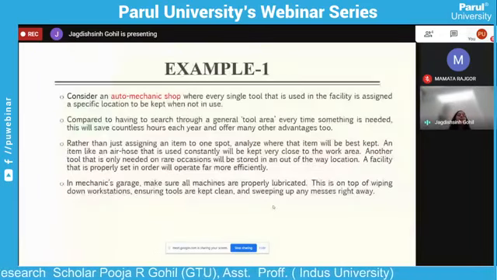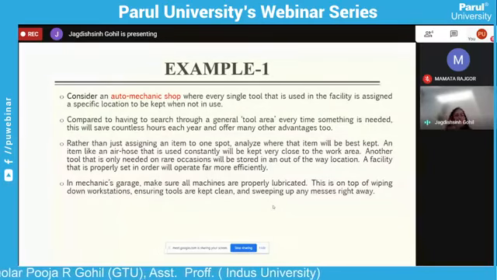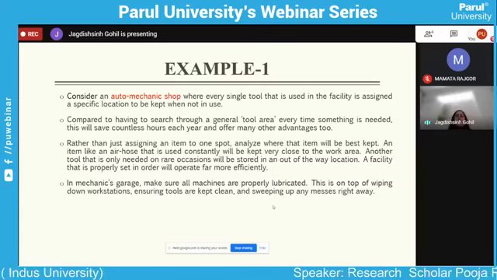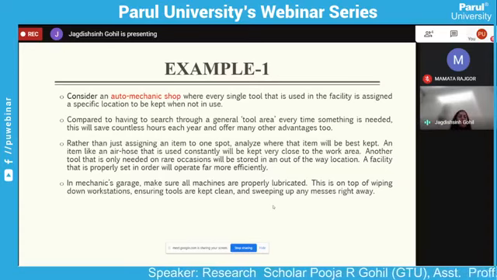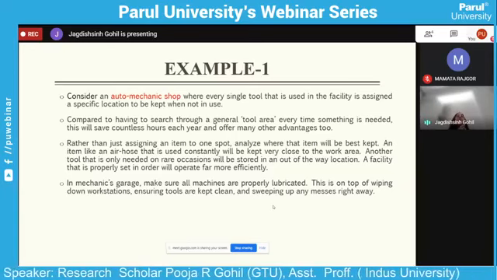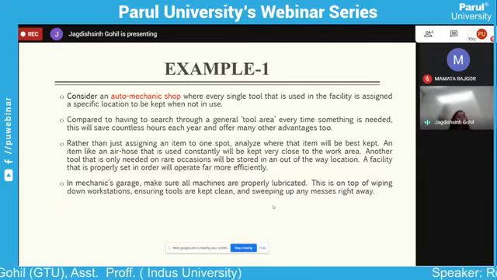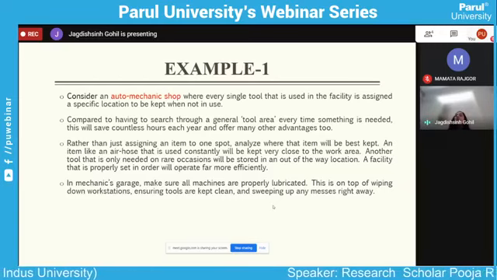Just a simple example similar to the previous one. There is a mechanic's shop. We call it a garage. So let's see, we are using 5S at an auto mechanic shop. The shop contains different types of tools, plants, and equipment for the repairing work related to automobiles, right? So consider an auto mechanic shop where you have equipment. First thing we will do is specify a location for each and every tool. Then when they are not in use, we should keep them at that specific location. By doing so, whenever we require it, we can easily get it, and we can minimize our waste, or minimize our time.